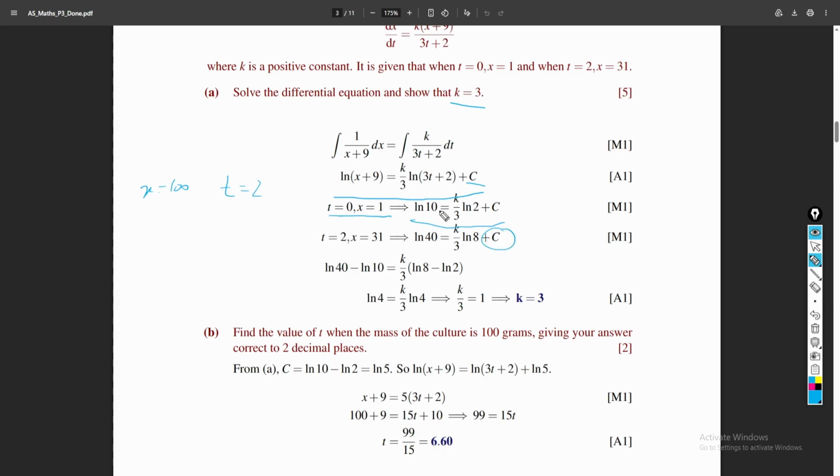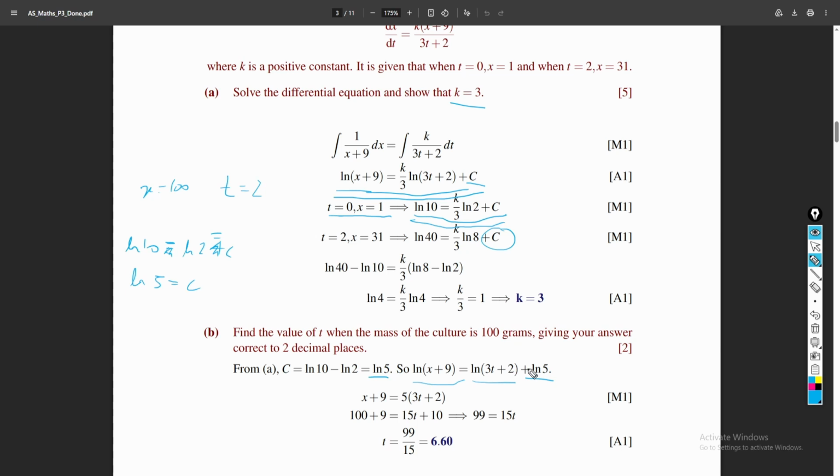So we have this equation. We simply substitute the k value. So we have ln 10 equals k by 2, which is simply 3 by 3, so we are left with ln 2 plus c. We can take ln 2 to the left, so ln 10 minus ln 2 equals c, and this becomes ln 5 equals c. So c is ln 5, which is given here. Now we can use this equation. That's what they did, ln x plus 9 and then 3, and then 3t plus 10, which is there, and then they just apply the c and the k also. And now we can solve this. So we can combine them.